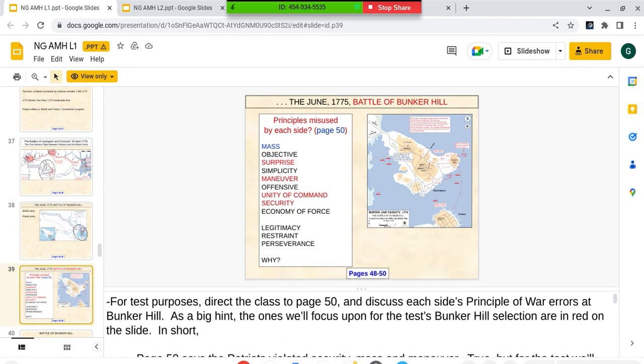So, big thing to know here is there were a lot of mistakes made in terms of surprise, maneuver, unity of command, and security. The Patriots, for example, made a mistake in terms of surprise and maneuver. They put all their people on top of this hill that was out in the open, and it was indefensible. They had no way to defend their people that were out in the open on top of this hill. There was also confusion over who was in command and who they should follow orders from, so there was a problem with unity of command.